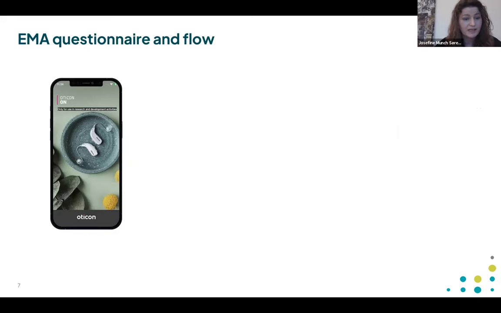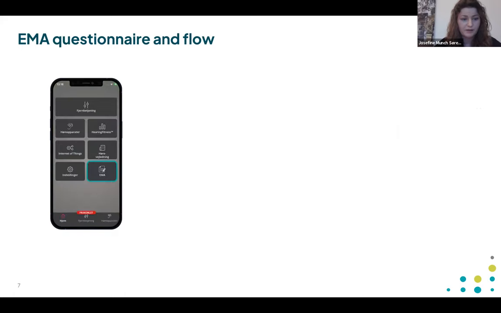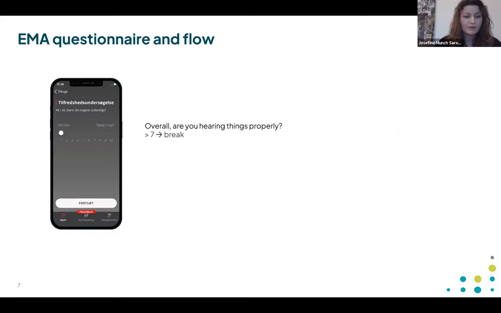Then people were sent out into the field with an app, an Oticon On app. And every 2 hours during daytime, we prompted them to fill out an EMA questionnaire. And what they were asked first was, overall, are you hearing things properly? And they were rating that on a scale from 1 to 10, from not at all to very much.